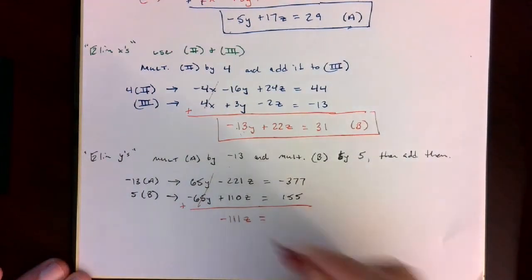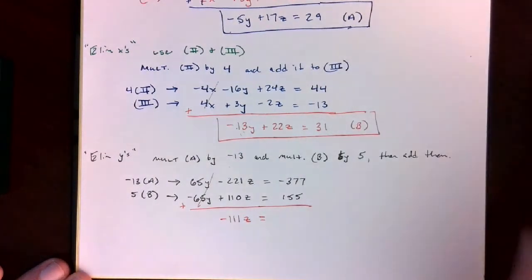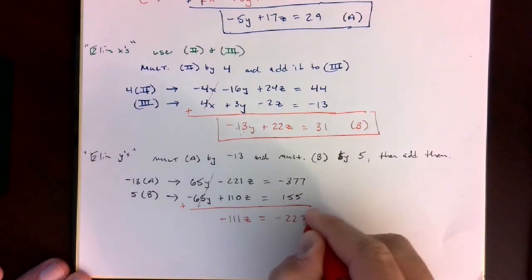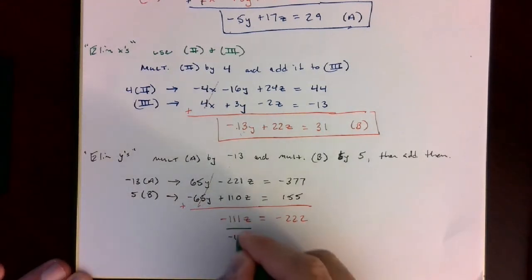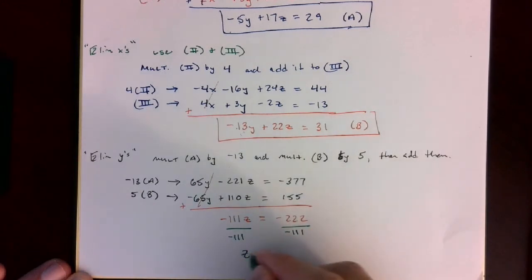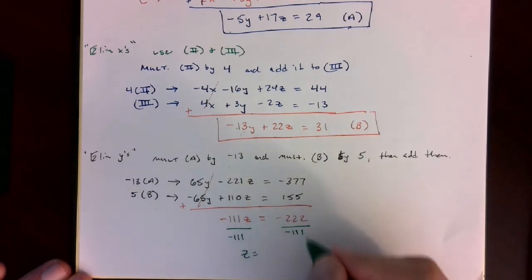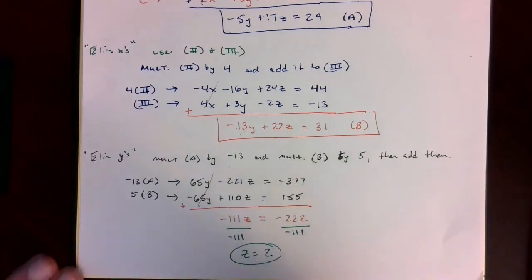Don't lose your z. Z is equal to negative 377 plus 155, which gives us negative 222. And now we have one equation with one unknown, so we solve this for z. I'm going to divide both sides by negative 111. We have z equals, the negative over negative makes it positive, 222 divided by 111. I know that comes out to 2. You can use your calculator to get there, so we found z.